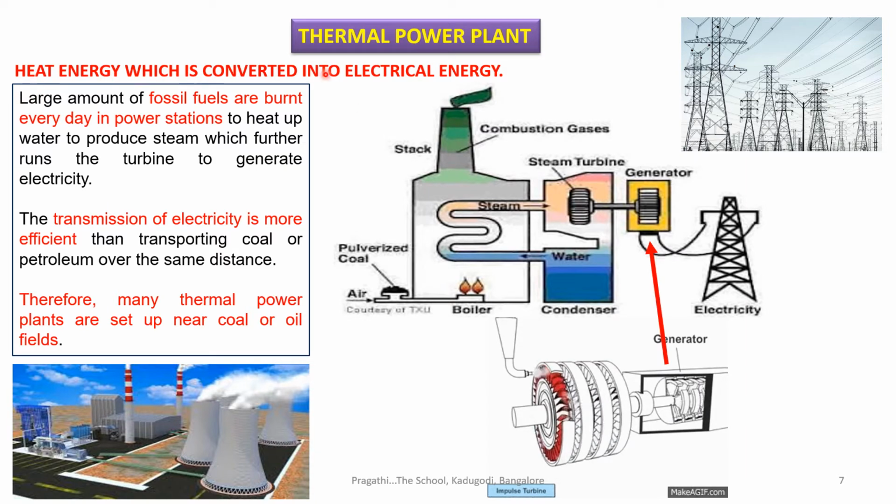Heat energy is converted into electrical energy. What is a thermal power plant? That means in a thermal power plant, the heat energy is converted into electrical energy. So here, a large amount of fossil fuels are burnt every day in the power station. Which are the fossil fuels here? The coal. Coal is burnt every day in the power station to boil the water. You can see here, pulverized coal is being used, and air is given. What will happen? This will burn, and the heat is generated, and that heat is given to a boiler.